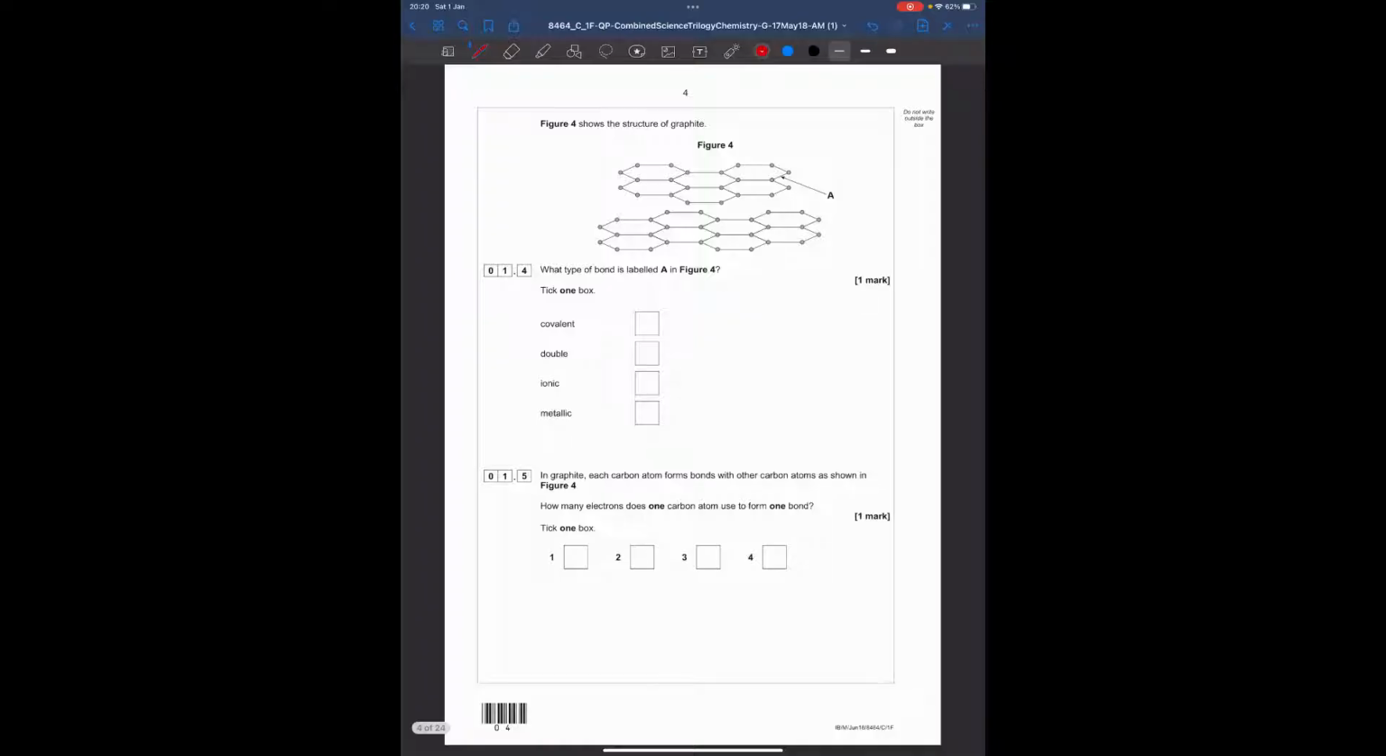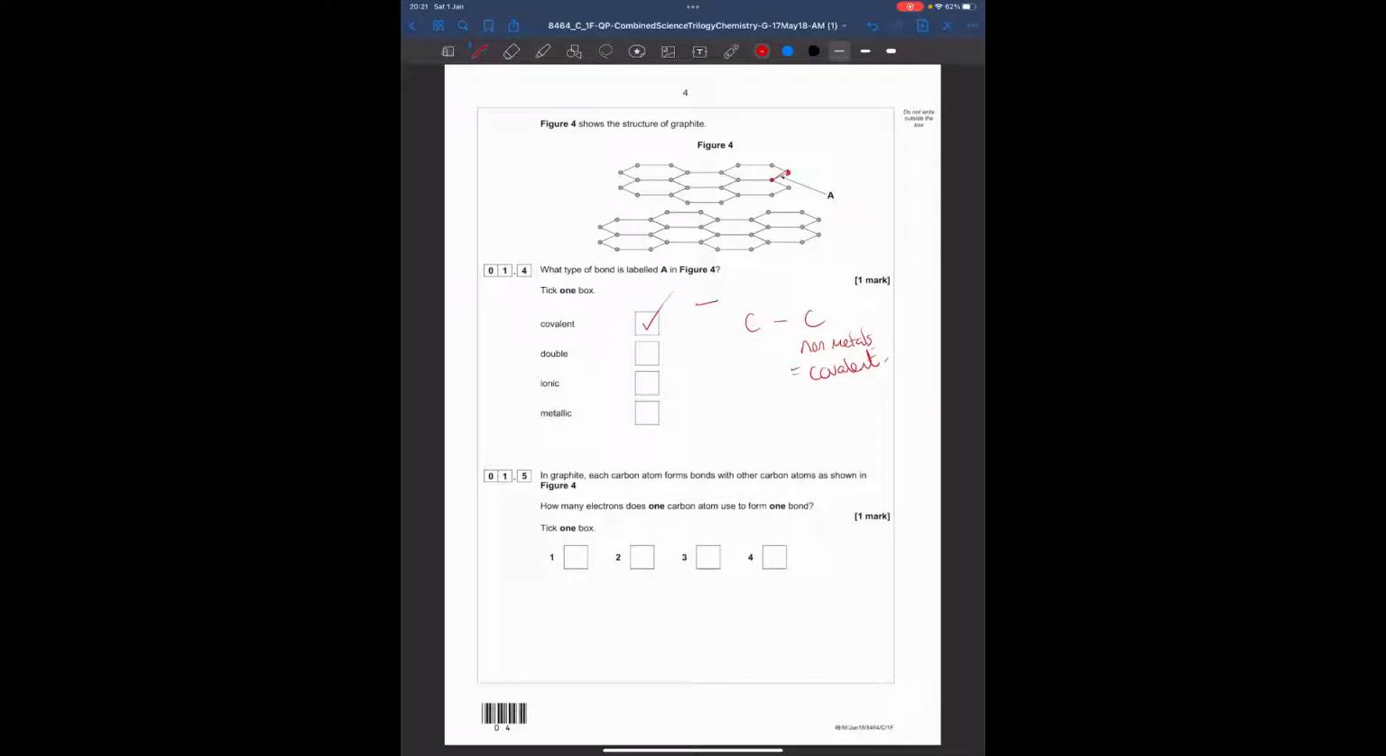So, figure 4 shows the structure of graphite. What type of bond is labelled A in figure 4? So you've got the bond here between 2 different atoms, and it's represented with a dashed line. Now, 99% of times, a dashed line is represented by a covalent bond. You should also know this because in graphite, carbon is bonded to carbon. Okay, these are both non-metals, so therefore when you've got 2 non-metals bonding together, it makes a covalent substance.